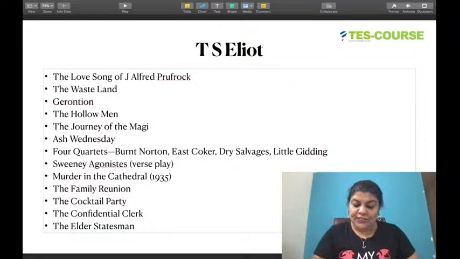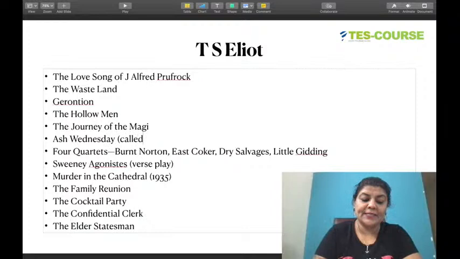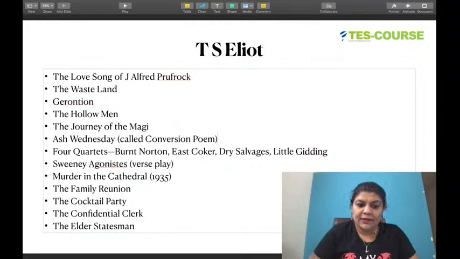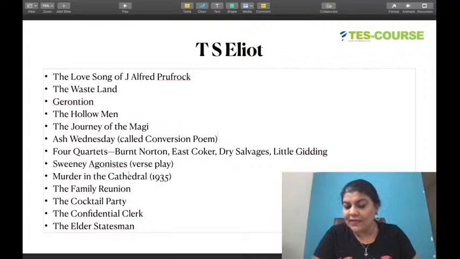Then, which is called Eliot's conversion poem? It is Ash Wednesday. It is called his conversion poem. Then, Fragments of an Aristophanic Melodrama. Which work is subtitled thus? It is Sweeney Agonistes. Sweeney Agonistes is subtitled Fragments of an Aristophanic Melodrama.